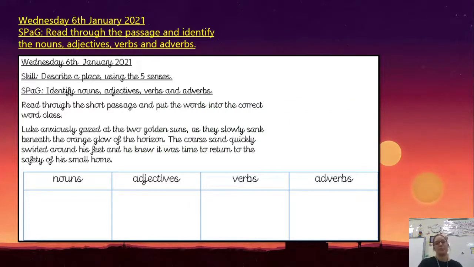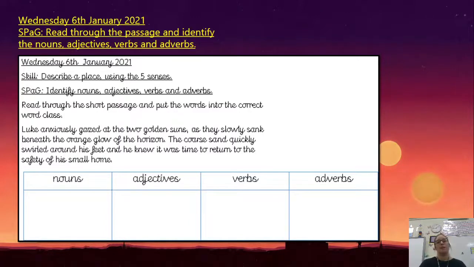Hello again. Okay, so time for English now. We have got the date and the skill, which you need to write down again, please, and underline. Obviously, the date is still the same. And your SPAG skill is to read through the passage and identify the nouns, adjectives, verbs, and adverbs. If you write those down and underline them, pause the video whilst you do so, and then come back when you're ready to move on.